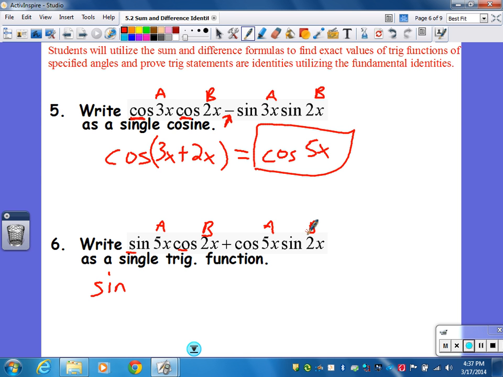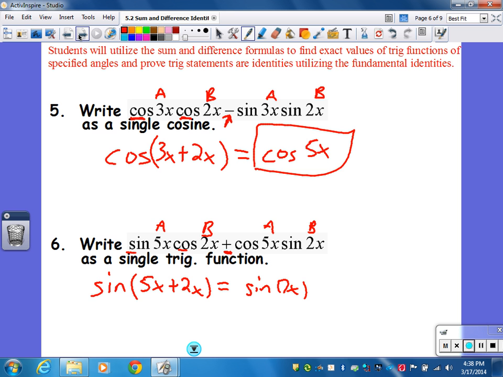Otherwise, it's not going to work out, right? So sine A is 5x, and the addition or subtraction sign in the middle stays the same, so 5x plus 2x, which is equal to sine 7x.